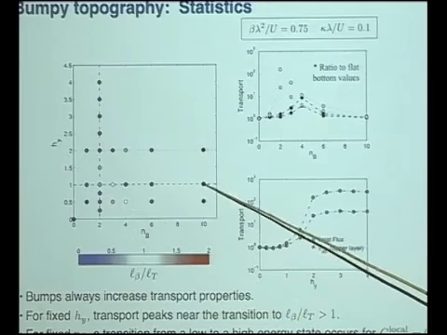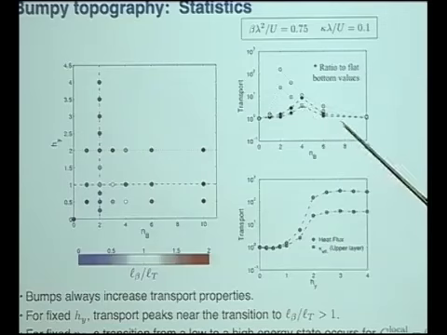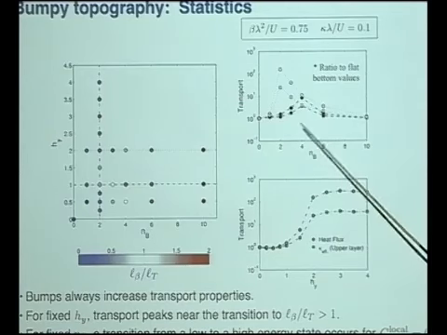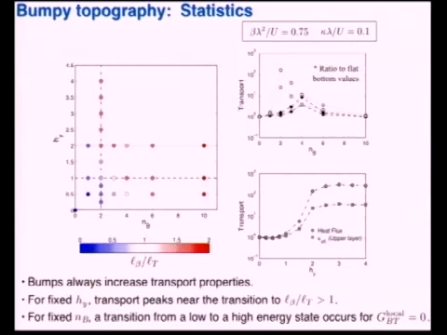And I'm just going to show the same domain average statistics for the bumpy case. So now this is the number of bumps along the x-axis. This is the bump steepness along the y-axis. And once again, we're just going to take some slices through the data. So keep the steepness fixed and increase the number of bumps. And what you see here, again, this is a ratio to flat bottom values.